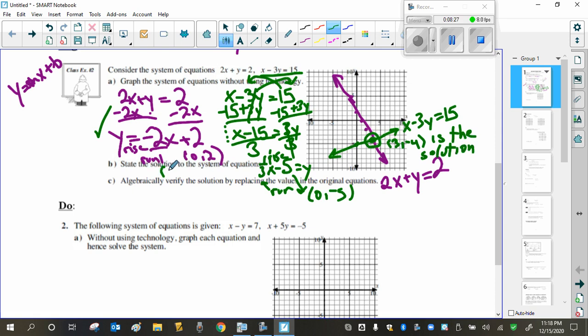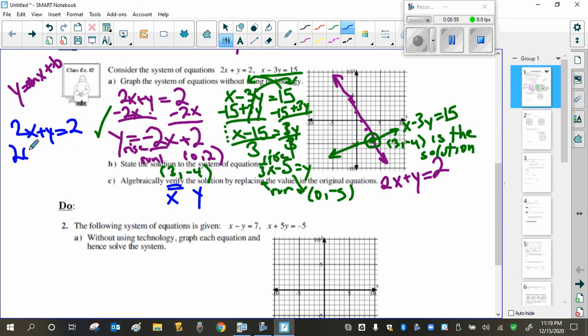Now the question here is what's the ordered pair? 3, -4. And it says see if that point is on each line. That's what verify means. Verify means test point 3, -4 in both equations. So here's the first one, 2x plus y equals 2. So I see that x is 3 and y is -4.